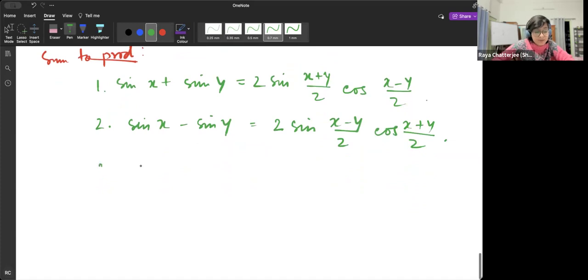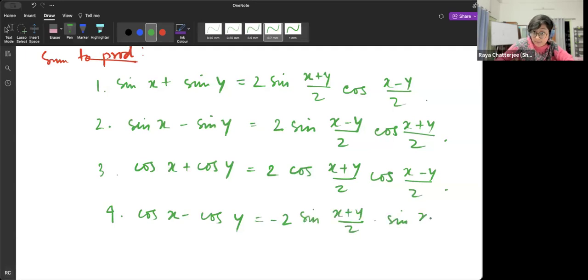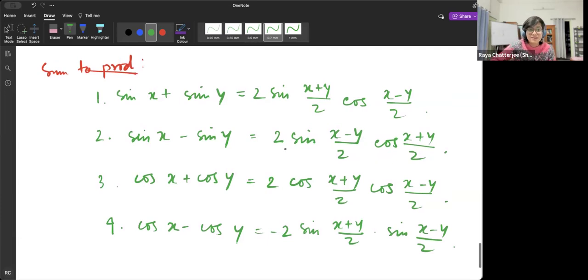Third one, cos x plus cos y is 2 cos (x plus y)/2 cos (x minus y)/2. Fourth, cos x minus cos y is minus 2 sine (x plus y)/2 sine (x minus y)/2. So these 4 are the sum to product formulae, and these are used very commonly while solving trig and doing trig bash. I think you guys probably have heard of this.